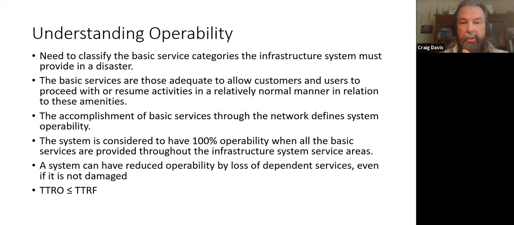The system is considered to have 100% operability when all the basic services are provided throughout the infrastructure system service areas. A system can have reduced operability by loss of dependent services, even if it is not damaged. So remember, I showed you can have a loss of functionality. You can also have a loss of operability. And the time to restore operability is always less than or equal to the time to restore functionality.